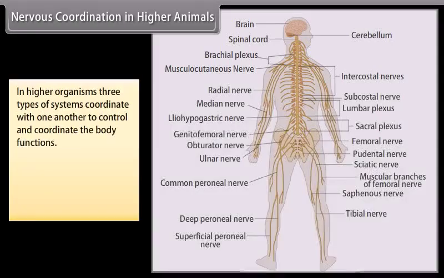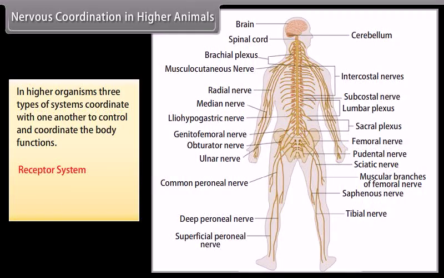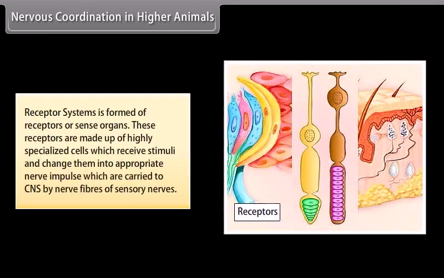Nervous coordination in higher animals. In higher organisms, three types of systems coordinate with one another to control and coordinate the body functions. They are the receptor system, nervous system, and effector system. The receptor system is formed of receptors or sense organs. These receptors are made up of highly specialized cells which receive stimuli and change them into appropriate nerve impulses, which are carried to the CNS by nerve fibers of sensory nerves.